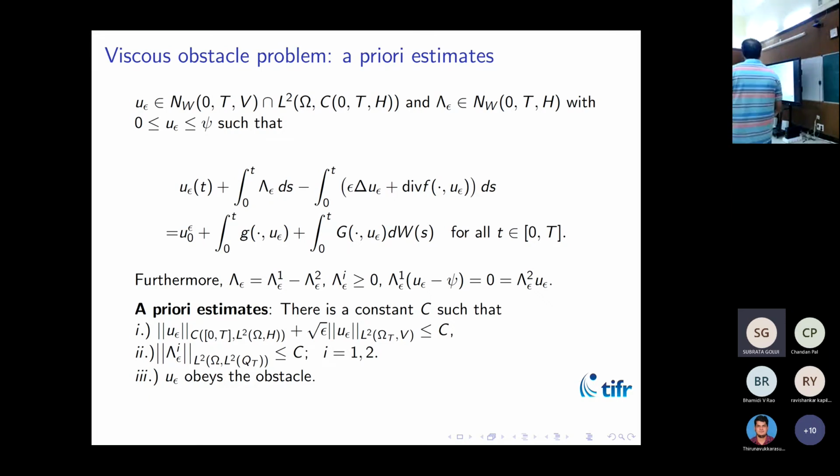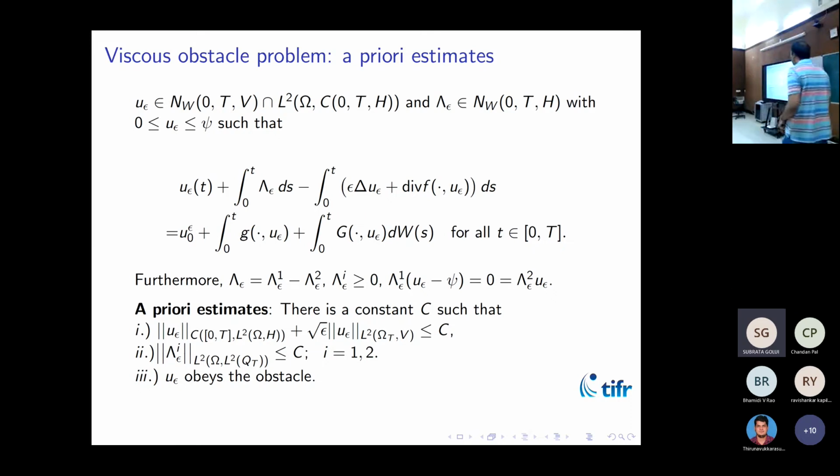Furthermore, these are now just L2 functions, but these L2 functions behave this way. They are going to be supported on the set where u^epsilon does not hit the obstacle. So if it is strictly within the obstacle, this Lagrange multiplier term, gamma^epsilon, is 0. This is going to be the interpretation of your obstacle problem in the viscous case.